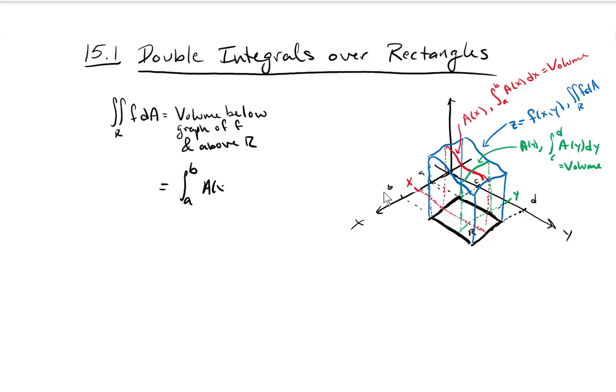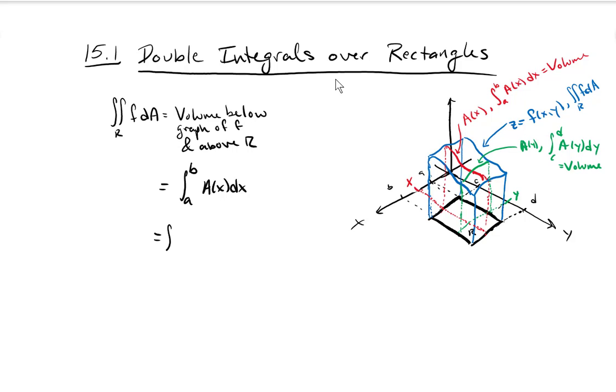that area times that little amount of thickness dx makes a little infinitesimal piece of volume. We take that for every value between x equals a and x equals b, and we get that total volume, the same as the double integral. And so I want to explore this idea because this actually gives us a nice way to evaluate these.